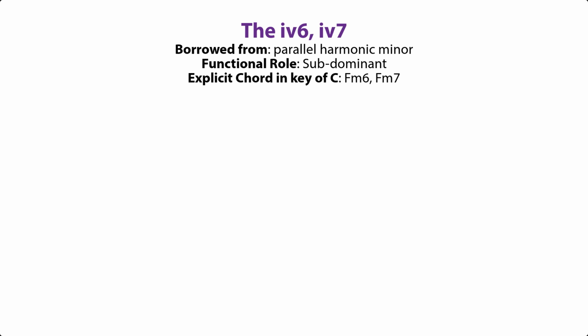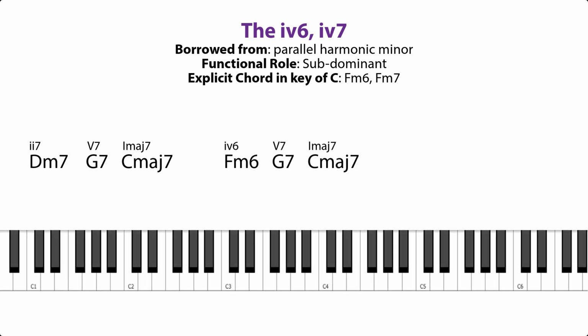Let's take an example. Let's take a 2-5-1 in the key of C major, and let's swap out the D minor 7th, which plays the role of a subdominant, with either an F minor 6 or an F minor 7.